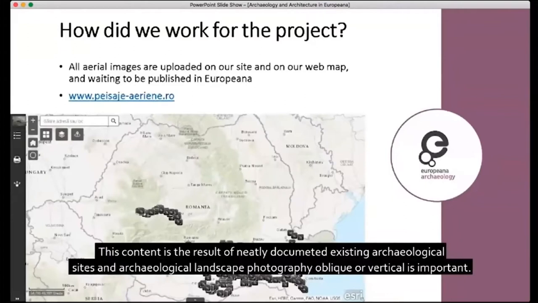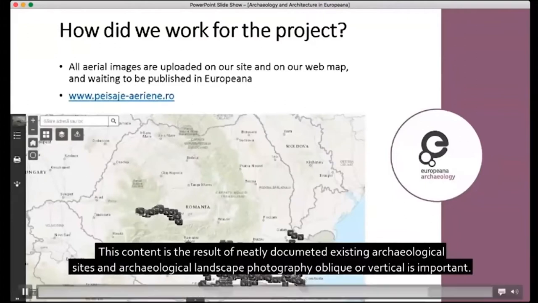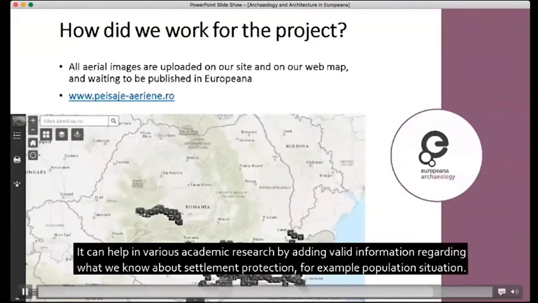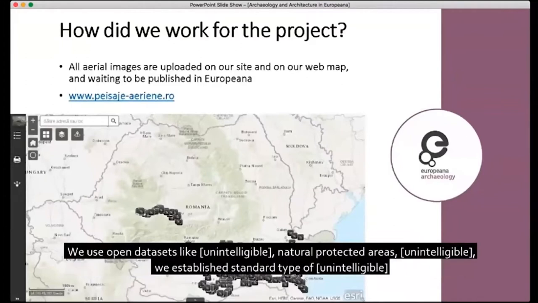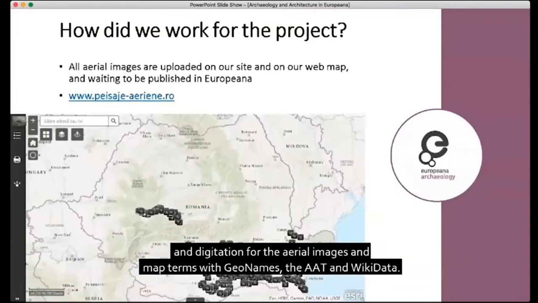Archaeological landscape photography, oblique or vertical, is important and can help in various academic research by adding valid information regarding what we know about settlement protection, for example, or population concentration. We used open data sets like Corine Land Cover, naturally protected areas, Natura 2000, to establish standard types of land use and vegetation for the aerial images, and we mapped terms with GeoNames, AAT, and Wikidata.